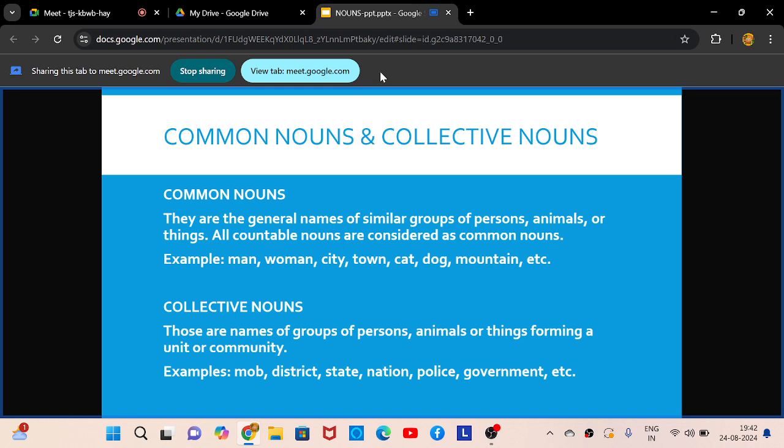Pen, pencil, book, table, chair, all these are common nouns and we can count all these things. So countable nouns fall under common nouns only. Now I hope you understood that common nouns are related to proper nouns.